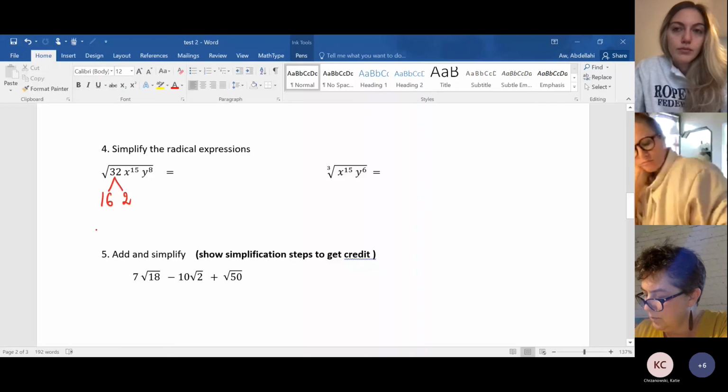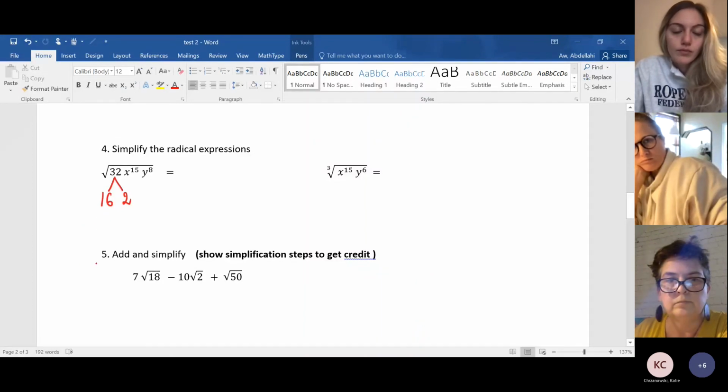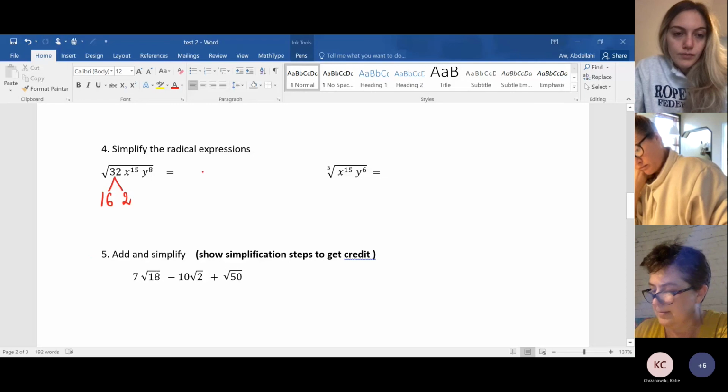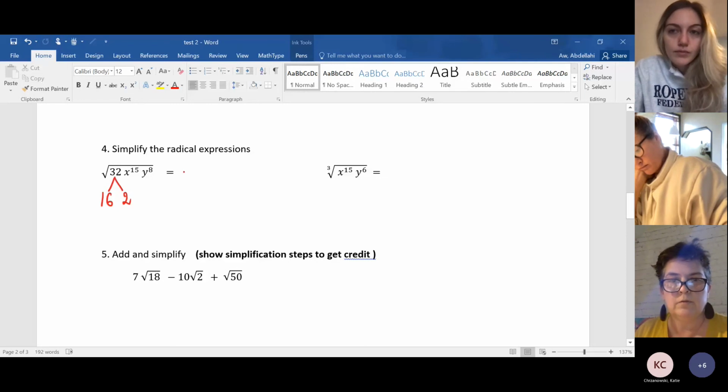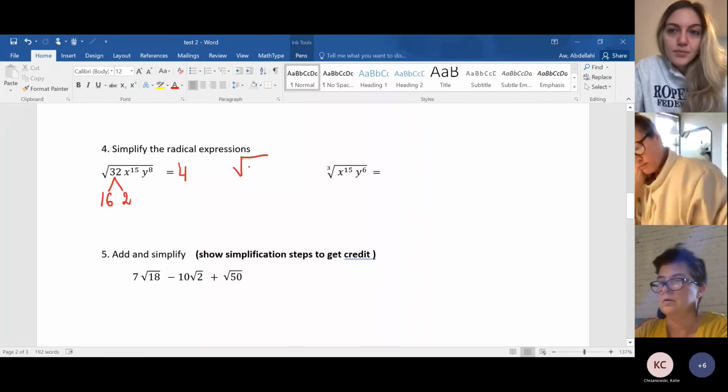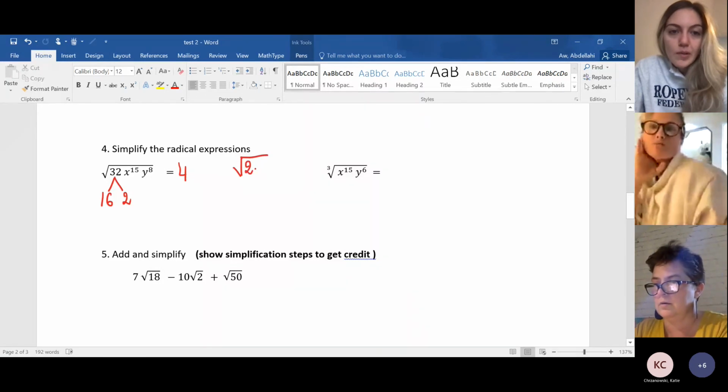The 16 is a perfect square, so it is eligible to go out, right? Because it's a perfect square. But once the 16 goes out, it becomes one number. When it gets out of the square root, it becomes what number? 4. But the 2, is the 2 eligible to go out? No, not.